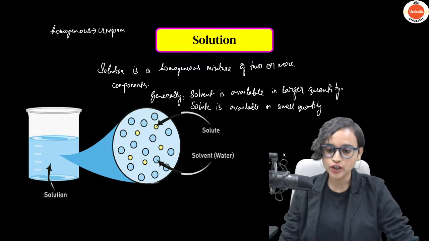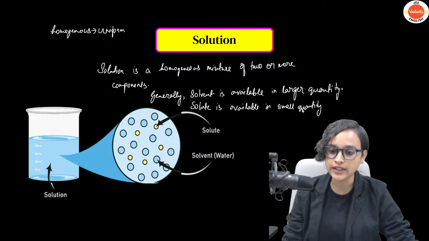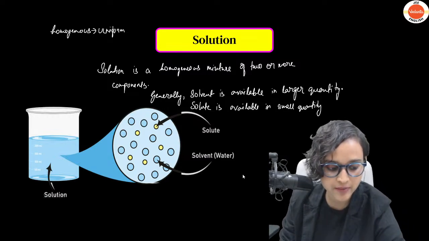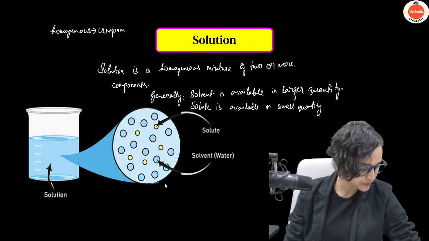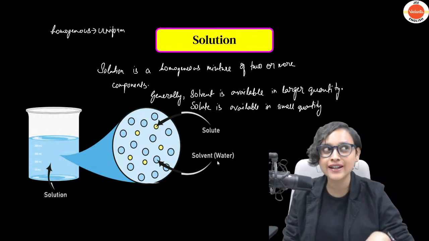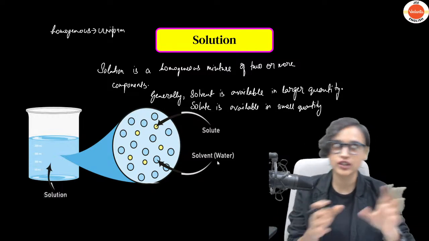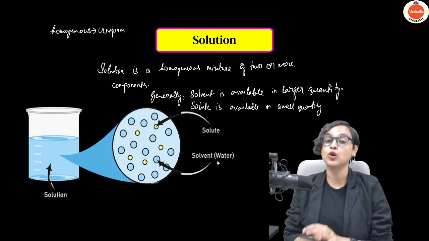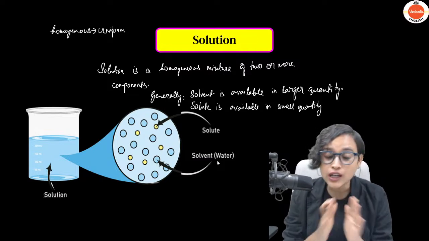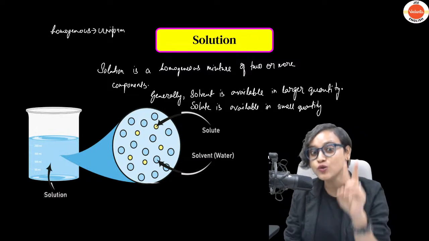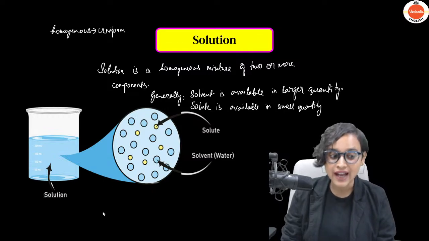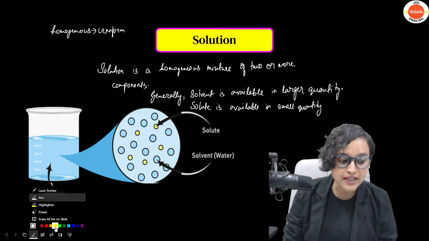Okay. So solute is available in small quantity and solvent is generally available in large quantity. Is this much understood, everybody? Now normally what we know is that if you add salt into water, it's a salt solution. If you add sugar into water, it will become sugar solution. But do you think that always there will only be two components in a solution? Actually, no. That's not right.